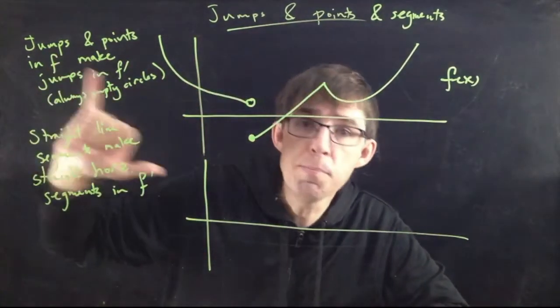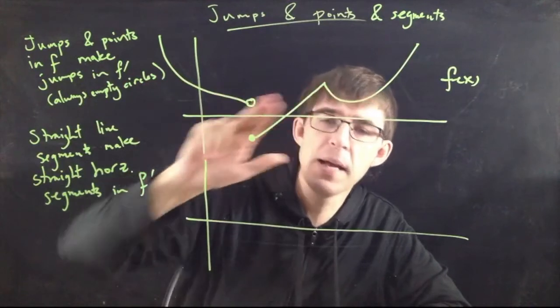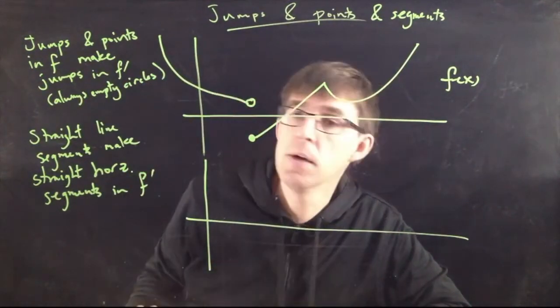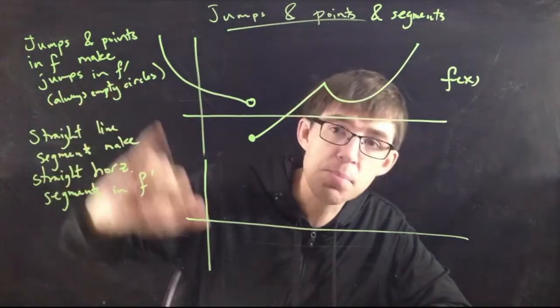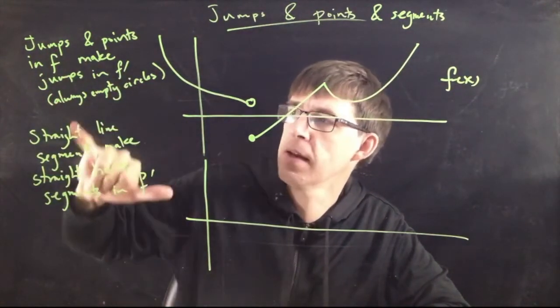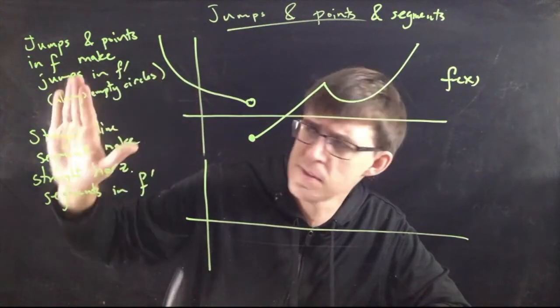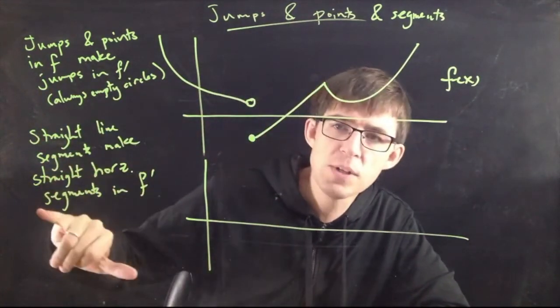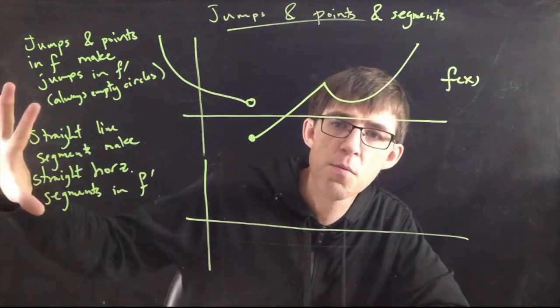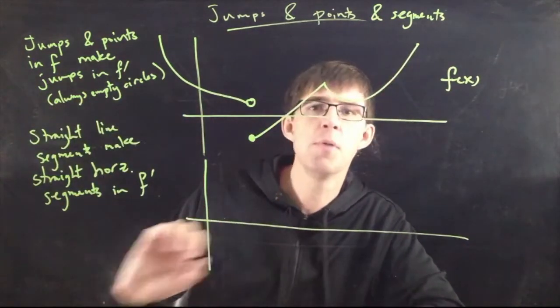Okay, so jumps and points, they look very different on the graph, but actually you handle them in exactly the same way when you're drawing the derivative. Jumps and points in the original function f make jumps in the derivative. And I said in parentheses, always empty circles. I'll tell you what I mean by that in a moment. And straight line segments make straight horizontal segments in f prime. These are the rules. I'll explain what I mean by those in a moment.